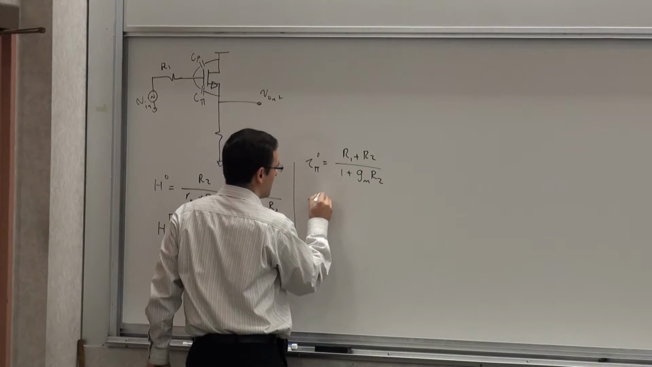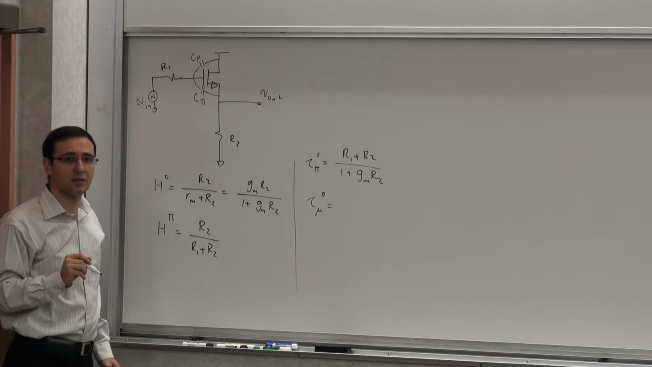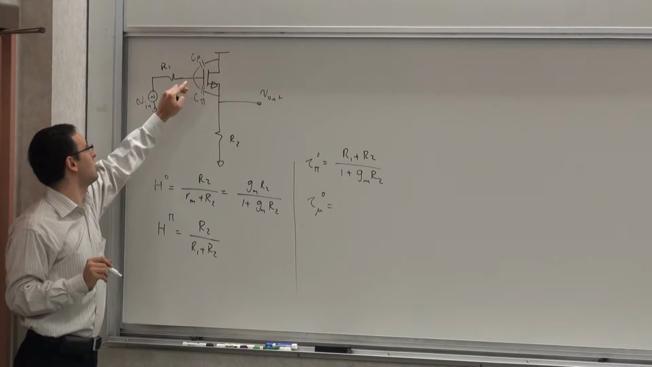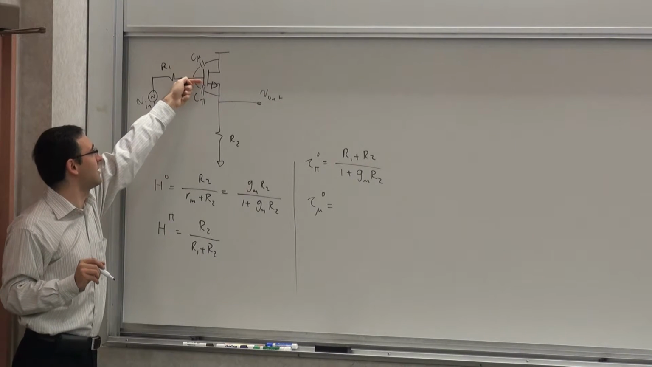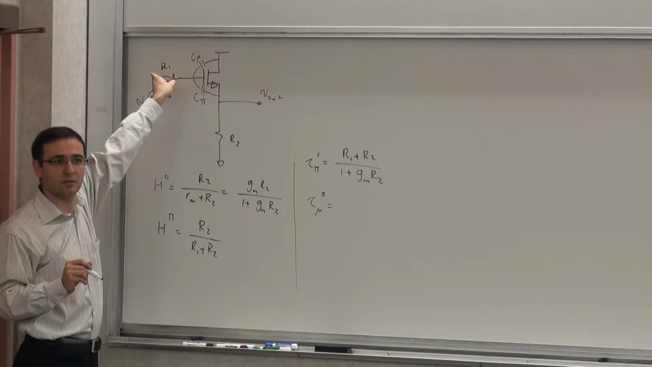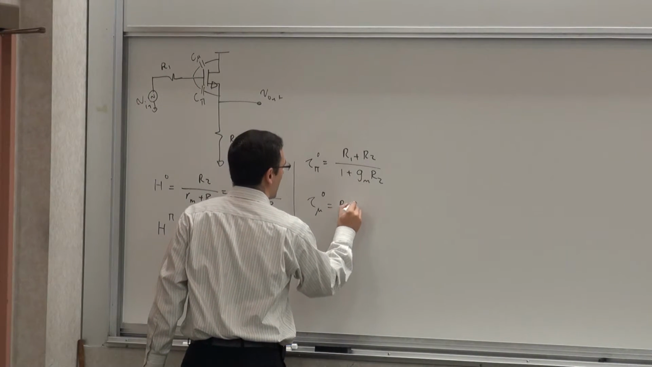And then we have tau mu 0, which is, you guys tell me what tau mu 0 is. R1. What is the resistance seen by C mu when C pi is open? R1. Right, because you see infinity looking this side, so you just see R1. So you're looking into the gate. It's a low frequency calculation, remember. So it's basically R1 C mu.